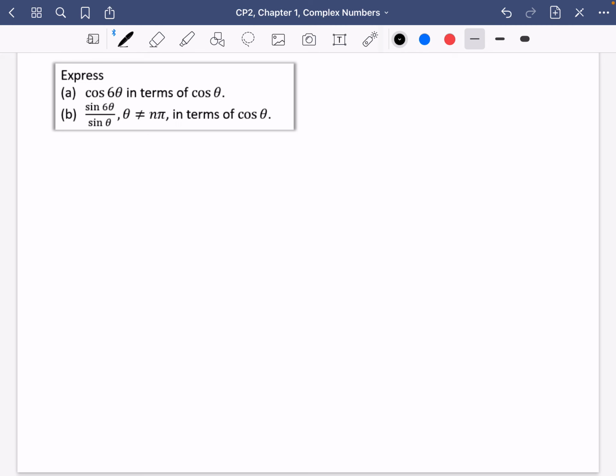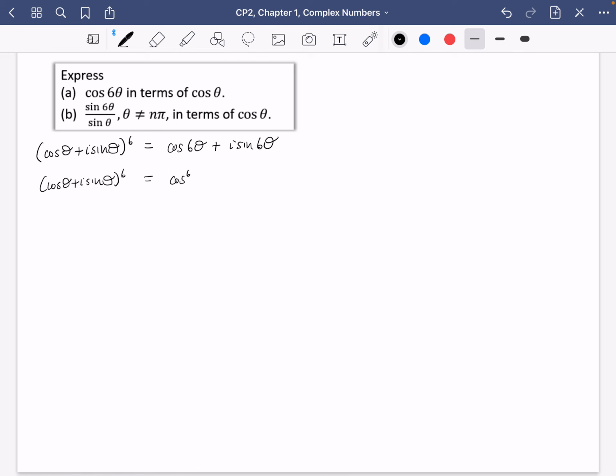So I'm going to start off by coming up with my de Moivre's statement, which is that cos theta plus i sine theta to the power of 6 is going to be the same as cos of 6 theta plus i sine of 6 theta. So I'm going to do binomial expansion on this bit on the left-hand side. So cos theta plus i sine theta to the power of 6.